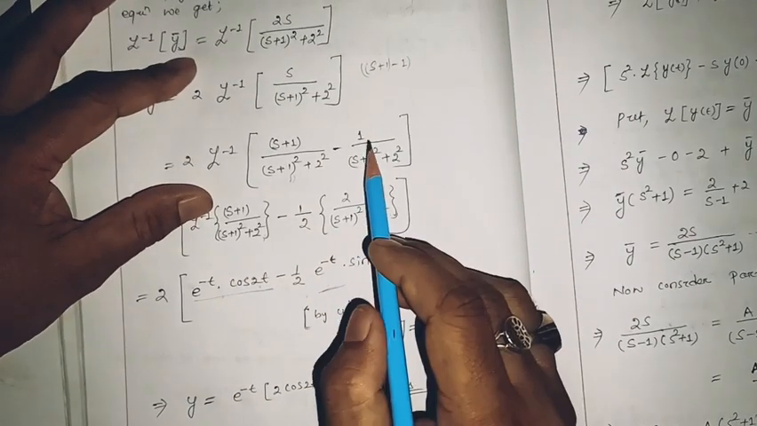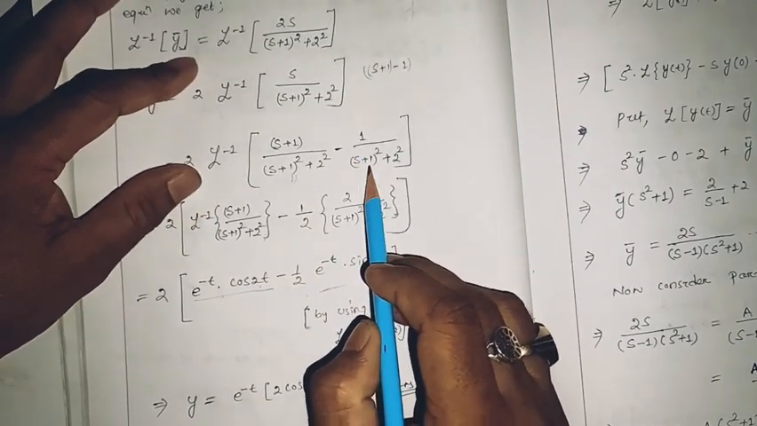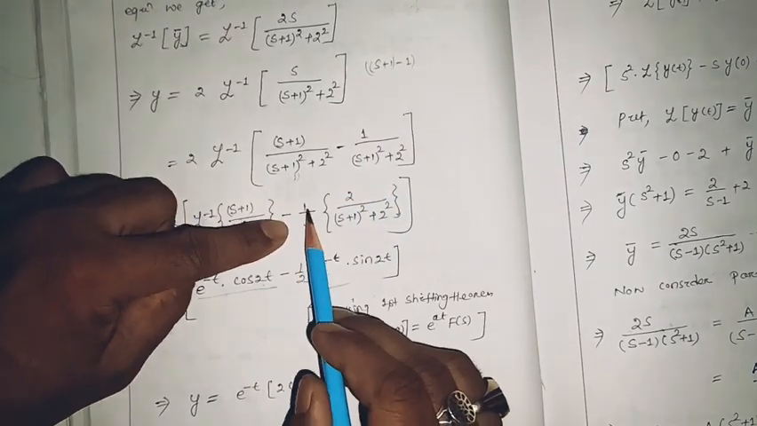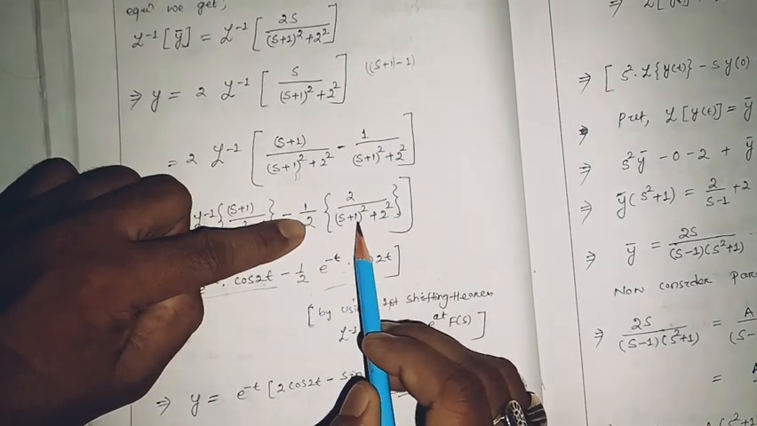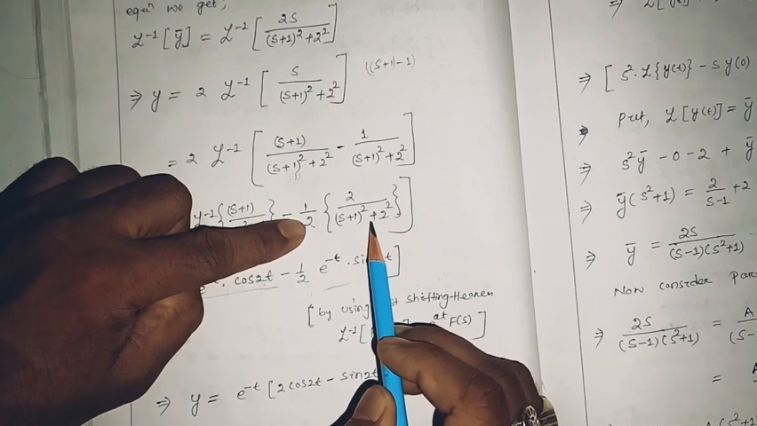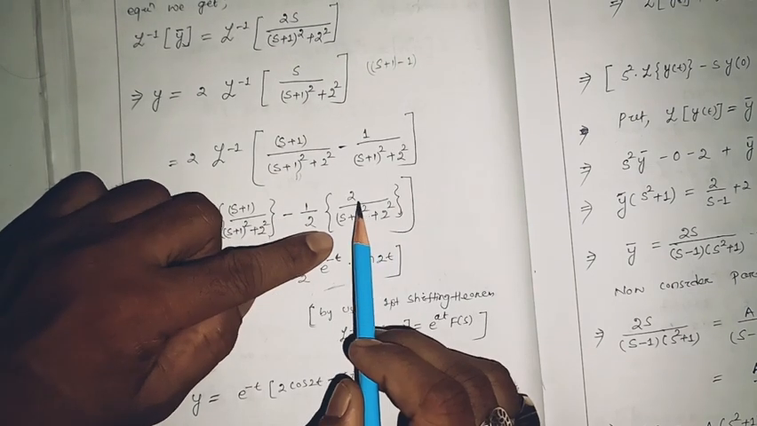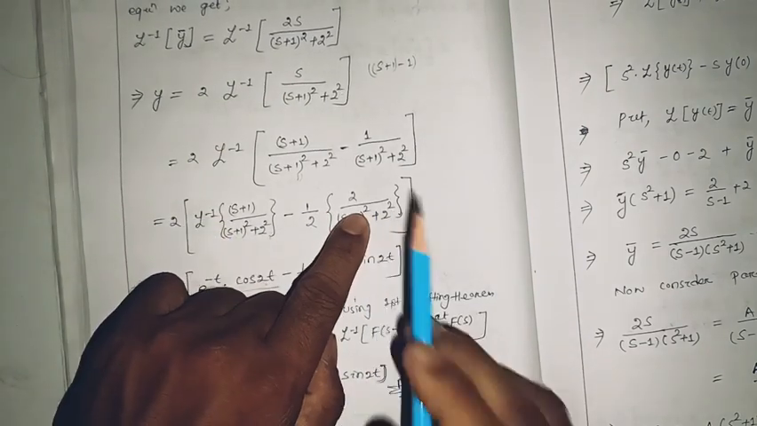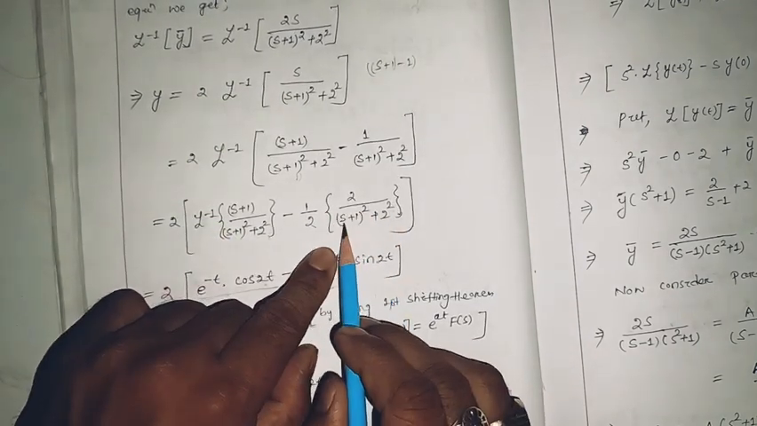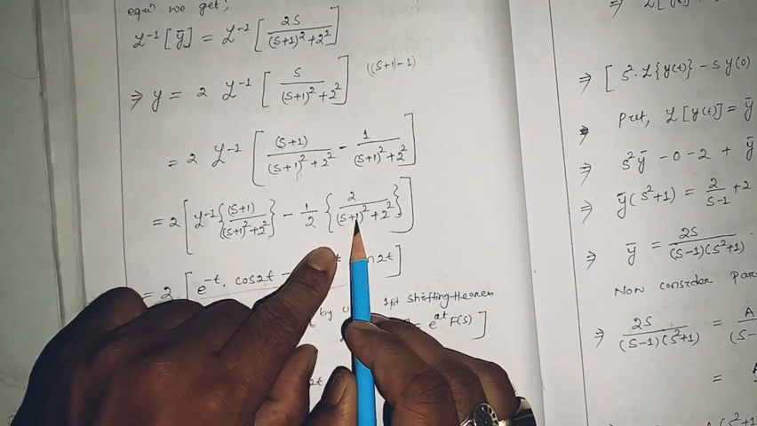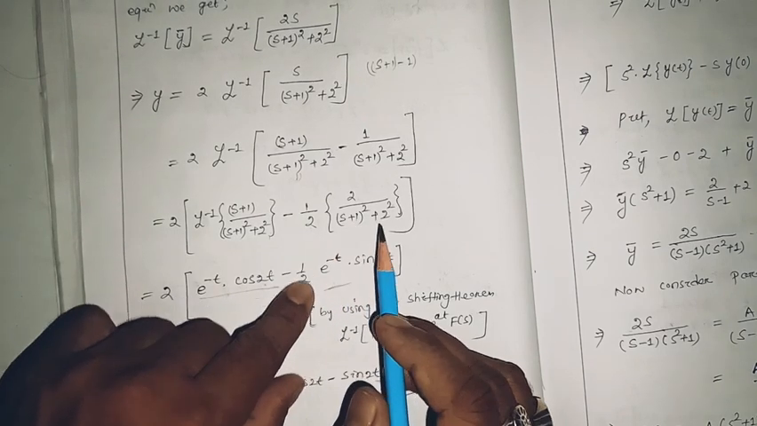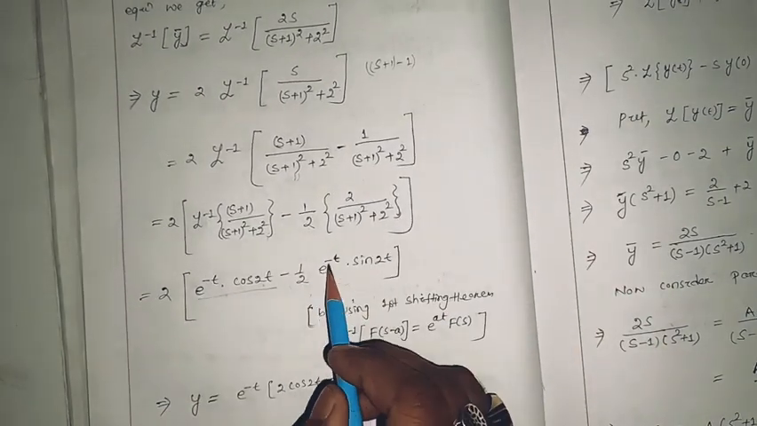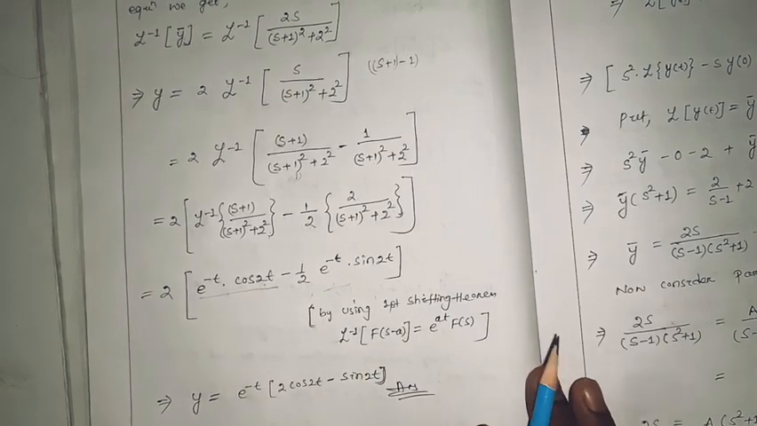So here you can see 1/((s+1)^2 + 2^2). What we did: 2 multiplied and 2 divided, so 1/2 times 2/((s+1)^2 + 2^2). If we have 2/(s^2 + 2^2), the answer will be sin 2t. But as s+1 is there, that means s minus of minus 1 we have to consider, and applying the first shifting theorem, we get the answer e^(-t) sin 2t.